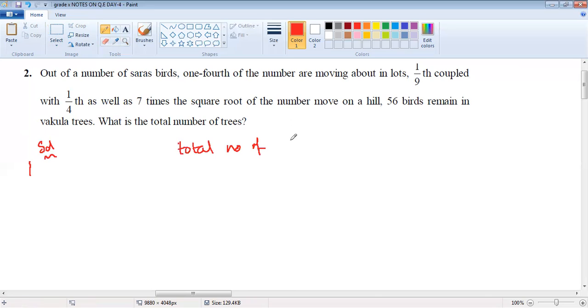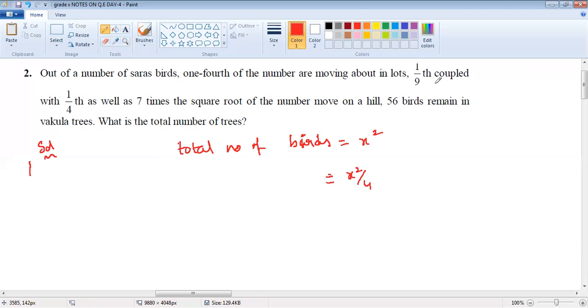One second. Okay, lotus plants. One fourth of the number are moving about, x square by 4. One fourth of the number are moving about in the lotus, as well as 7 times the square root of the number. Okay, fine. So they are moving to the lotus. It is x square by 4, right? Then what happened?